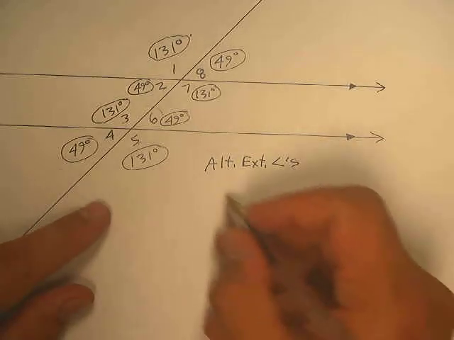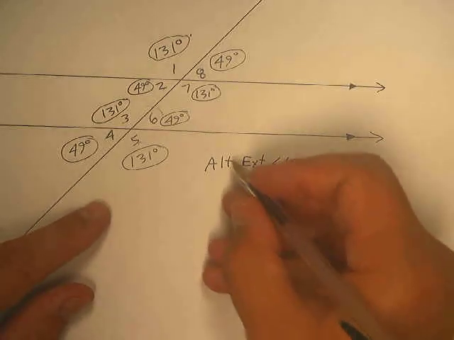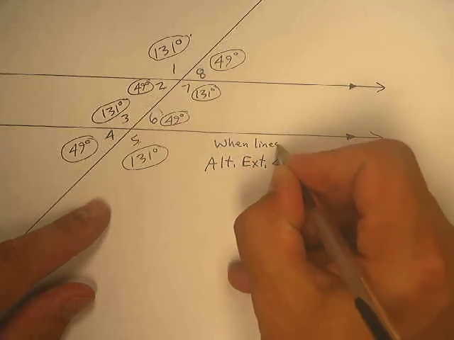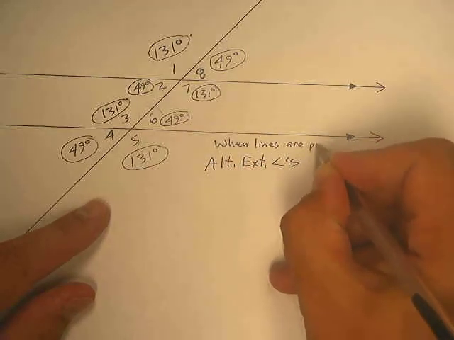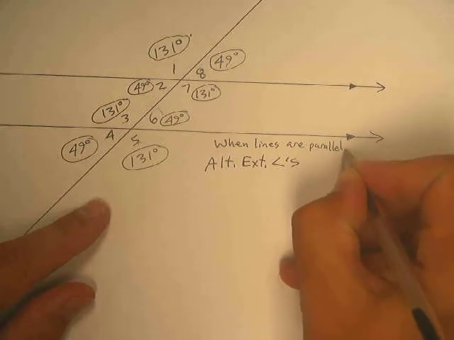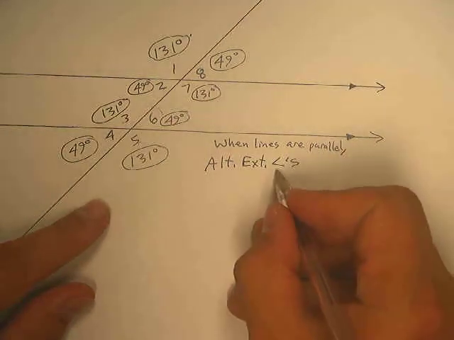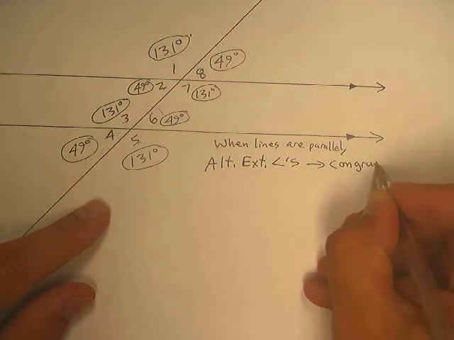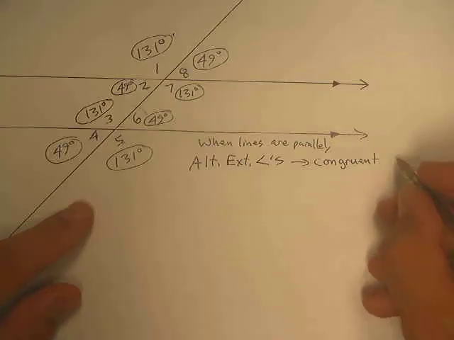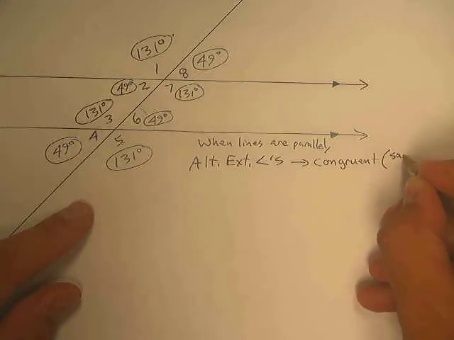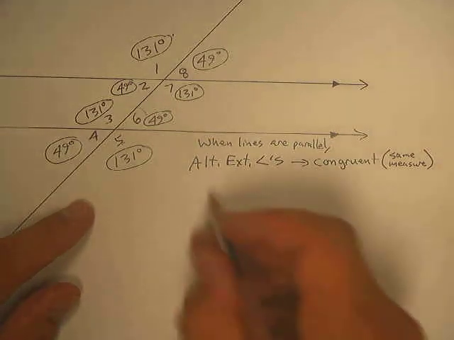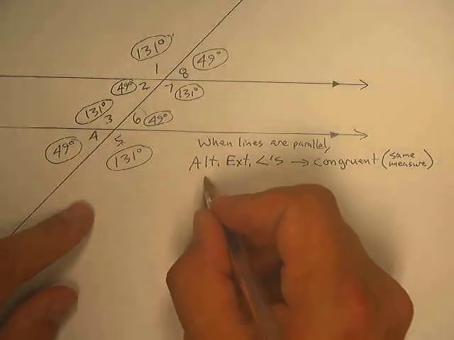Well, if they're alternate exterior angles, the angles are always congruent. Congruent means they're the same measure. That means they're the same degrees. So alternate exterior angles, when the lines are parallel, that's important. When the lines are parallel, the alternate exterior angles are congruent. Congruent means the same measure.